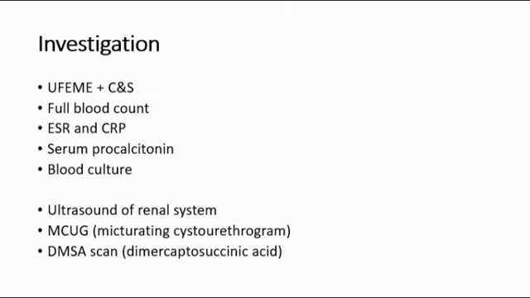Can do ESR and CRP, expect to be high, and serum procalcitonin expected to be high as well. If high, can suggest pyelonephritis, which will have a higher risk of renal scarring. Can also do blood culture before starting antibiotics. For imaging investigation, we can do ultrasound of the renal system, MCUG, the micturating cystourethrogram, or the DMSA scan, the dimercaptosuccinic acid scan, which I will explain further in the slides after this.